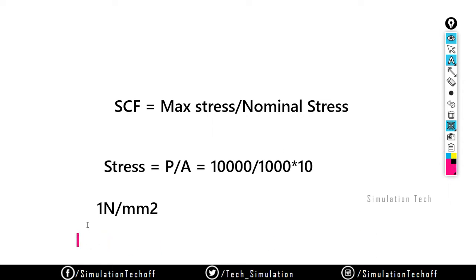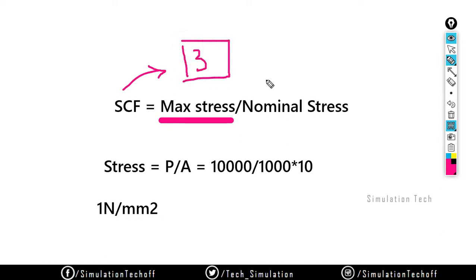So this is our nominal stress, but we don't actually know the maximum stress. This is the value we need to calculate over here. So maximum stress is my unknown variable. I know the stress concentration factor for an infinite plate. It's a constant value, that is 3. For an infinite plate, the stress concentration factor is 3. So you know this value and this value, you can easily calculate the maximum stress. That is 3 Newton per mm square.